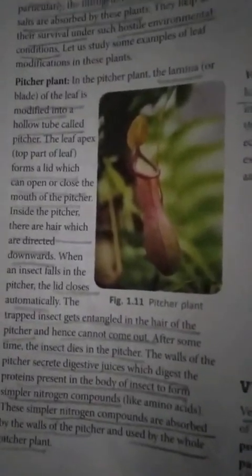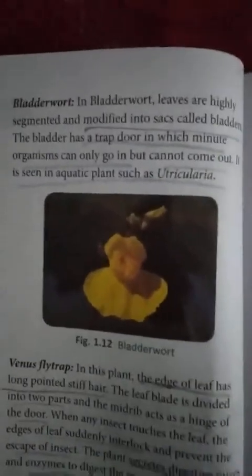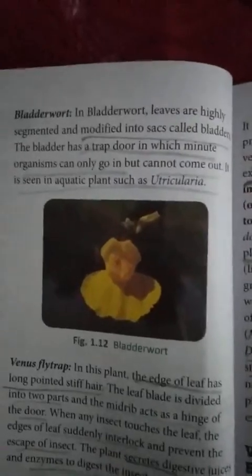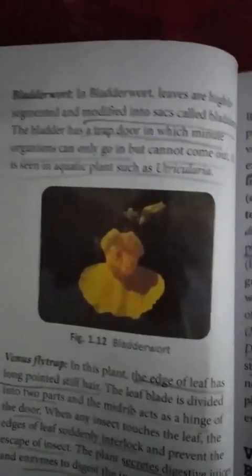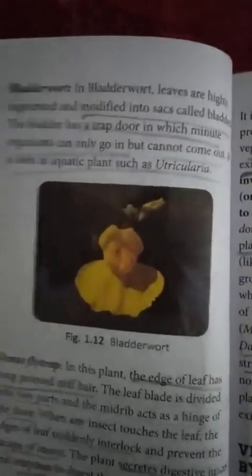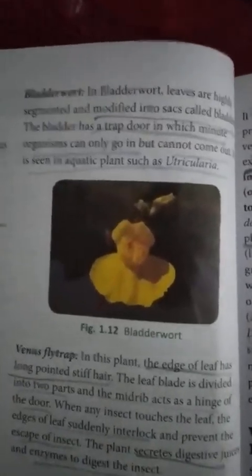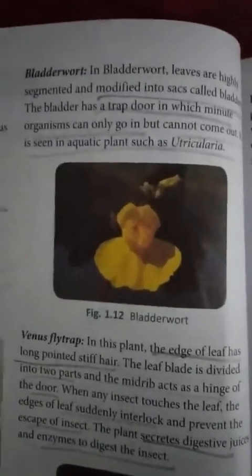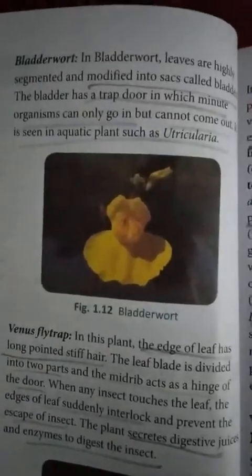Now the other example of the insectivorous plants is bladderwort. In bladderwort, leaves are highly segmented. It means a lot of lines, okay, like a lot of segments, a lot of lining kind of structure is present in their plant bodies, and it's modified into sac-like bladders, okay. And the bladder has a trap door. As the insect gets inside it, the door gets closed and it can't come out. And this kind of modification can be seen in an aquatic plant known as Utricularia.